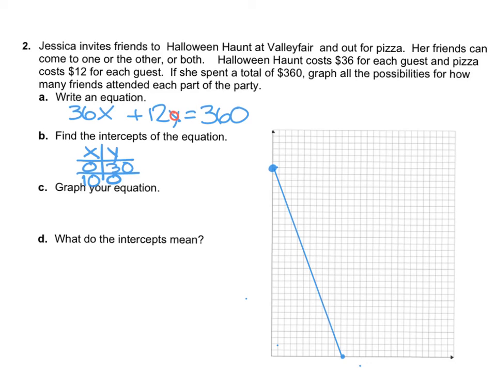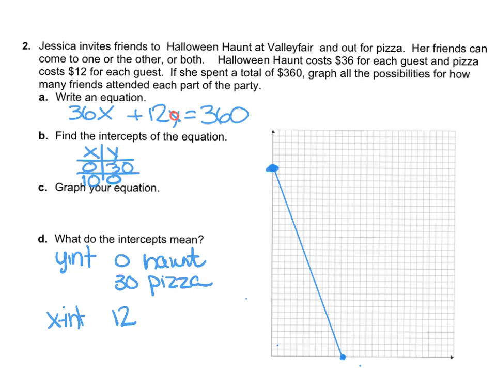But let's take a look. It's asking us what our intercepts mean. The y-intercept, that's this one up here. The y-intercept means that you have 0 people going to the haunt, and then you'd have a total of 30 getting pizza. Where the x-intercept, which is down over here, means that nobody's getting pizza, but you have 10 going to the haunt.